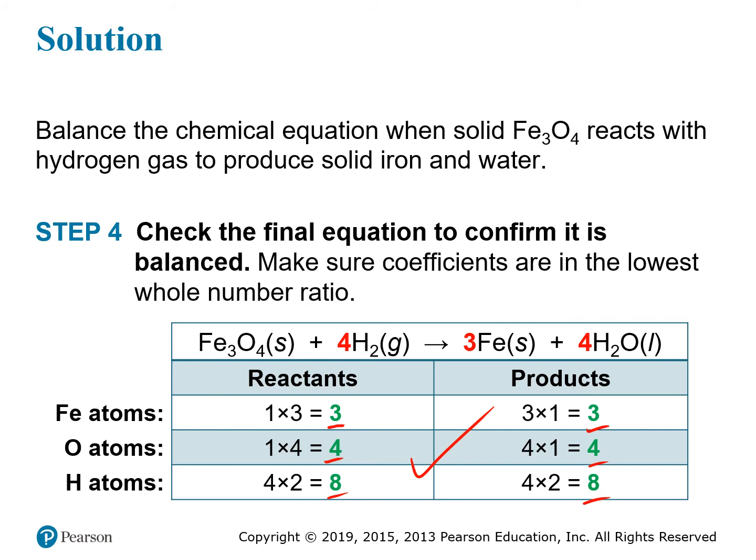And so what we end up with is 1 unit of iron oxide plus 4 hydrogen molecules gives you 3 iron atoms and 4 water molecules. Okay? And this is the balanced chemical reaction.